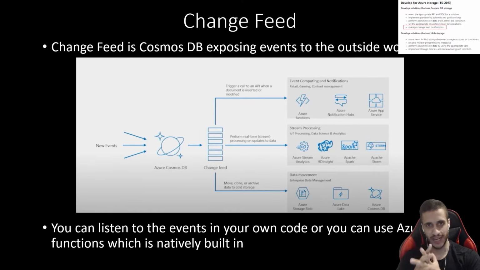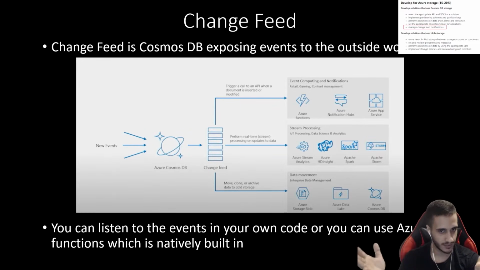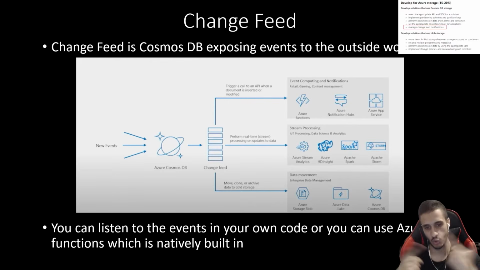Lastly, I want to touch very quickly on the concept of change feed in Azure Cosmos DB. The easiest way to think of change feed is that Azure Cosmos DB actually exposes certain events to the outside world, and we can use those events in our application logic. An example of those events can be deleting a container, creating a new item, and many other types of events. In your own application code, you can listen to those events, for example, whenever a container is deleted, and you can do something based on that logic.